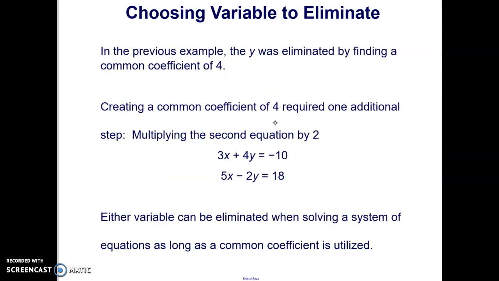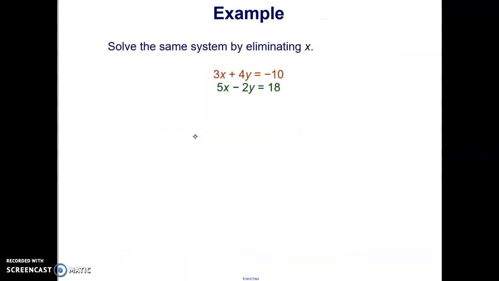And here you go. You just get one additional step. You multiply by 2 to create a common coefficient. Now the fact is either variable can be eliminated when doing this. I'm going to use a common coefficient. I can pick which one is easier, but either one would work. So let's look at the same set of equations again, and this time look to eliminate x.